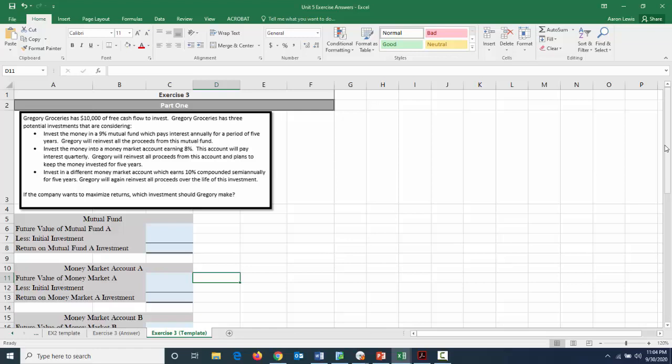Hello everyone, here is the answer to exercise 3 of Unit 5 in AC201. In this question we have Gregory Groceries, and they have $10,000 worth of free cash flow which they can invest. They have 3 potential options to choose from.